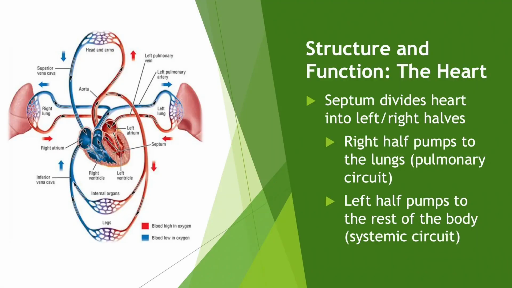Now let's examine the structure and function of the heart. The septum divides the heart into left and right halves. The right half of the heart pumps blood to the lungs, which is called the pulmonary circuit. The left half pumps blood to the rest of the body, which is known as the systemic circuit.